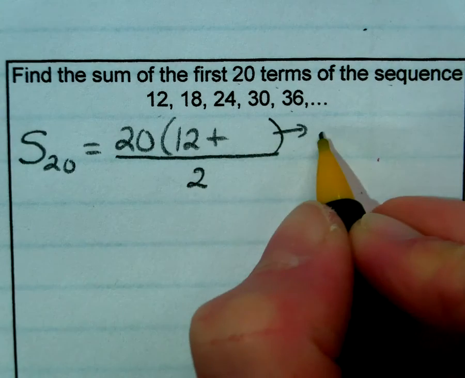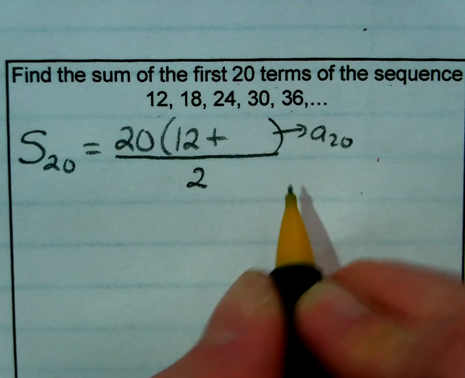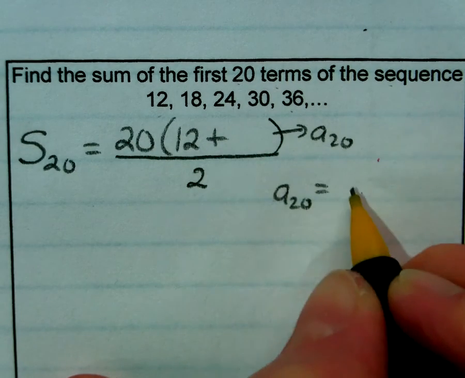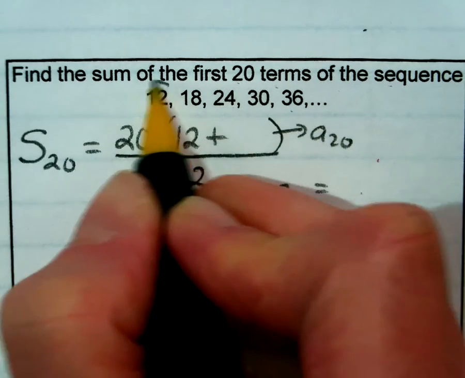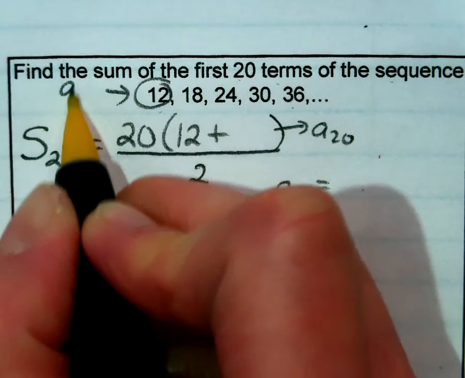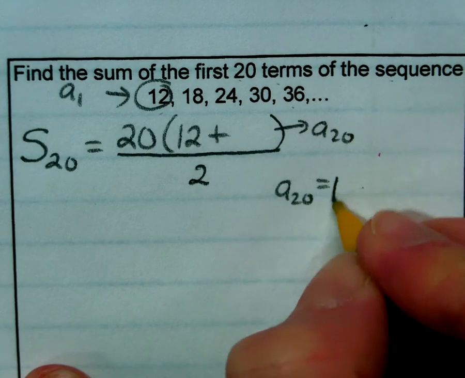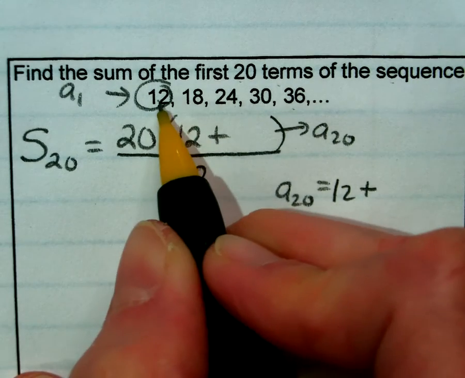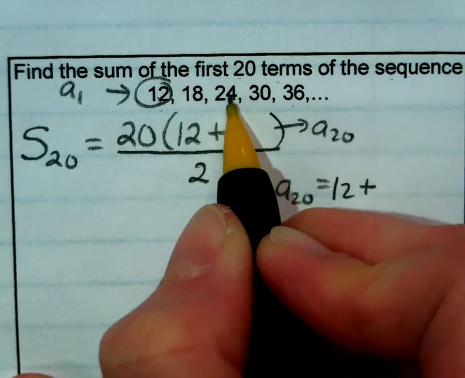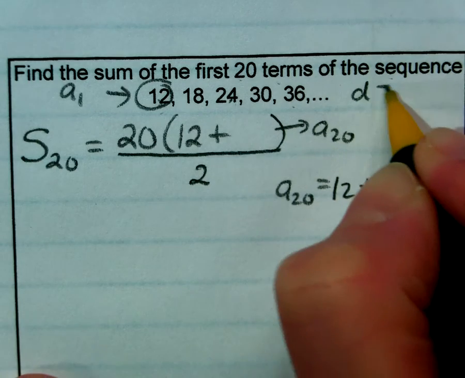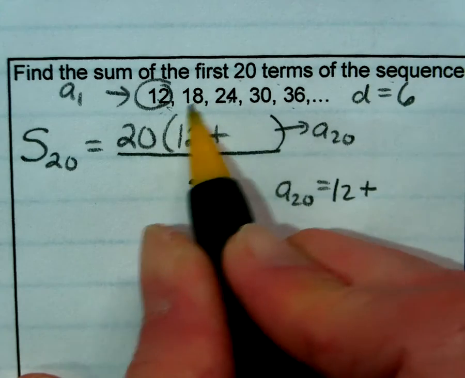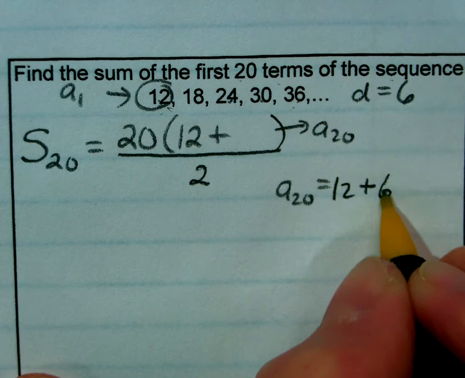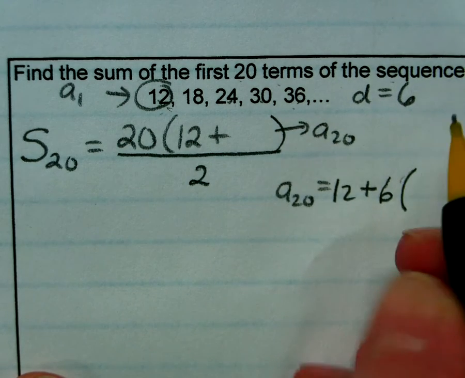So we need to find out what A20 is. And so we can do that using our formula. So you have to know the first term. So the first term up here is 12. That's your A1 term, so 12. Plus, we have to know what the common difference is. So if I look 12, 18, 24, that difference looks like it is 6. We're going up by 6 every time. That's the pattern. So that goes here on the outside of my parentheses.